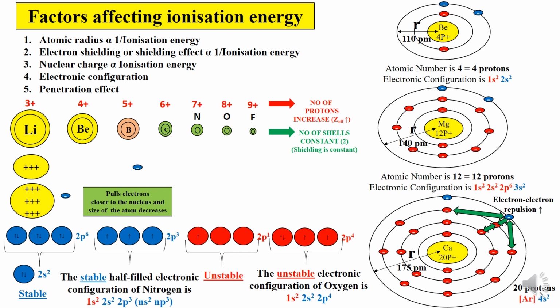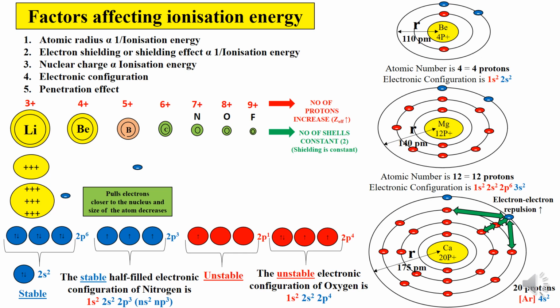So as the number of protons increases, the Coulombic force of attraction also increases, and therefore the effective nuclear charge also increases. But what about the number of shells? The number of shells remains constant. That is, you find only 2 shells in case of all these 7 atoms. So the number of shells is constant, only 2, and therefore shielding is constant. So as you move from left to right in the periodic table, shielding is constant, whereas the number of protons increases, and the Z effective increases.